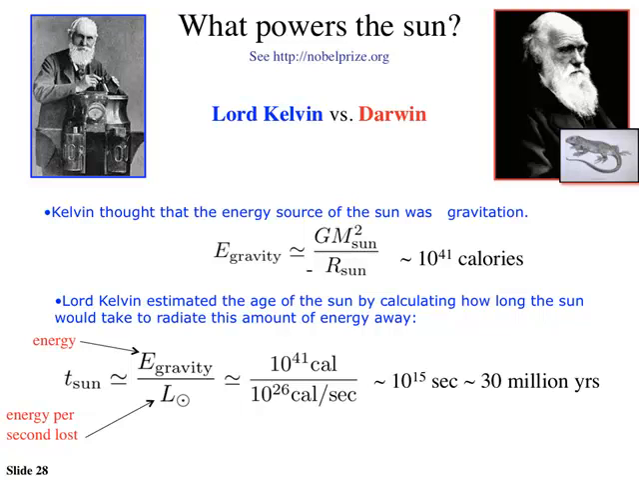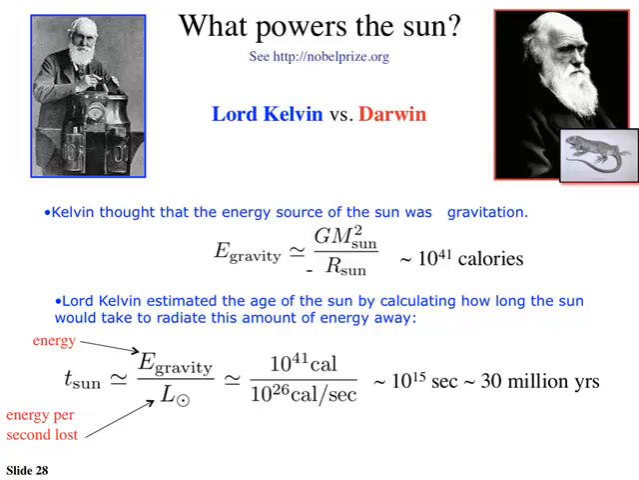Now, why would Darwin be interested in the sun? The reason Darwin was interested in the sun is because he wanted to know how long the sun had been there. Because he wondered, how long have we had to do this evolution thing I'm thinking about? Because it's going to take a while. I'm going to need the sun to have been there for a very long time. Therefore, the Earth is going to have to have been there for a very long time to make this whole evolution thing work.